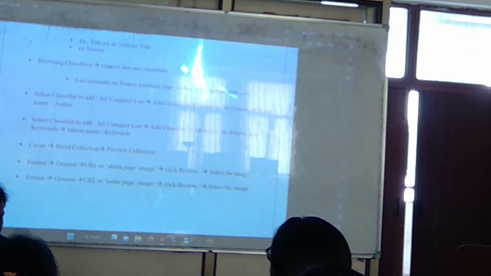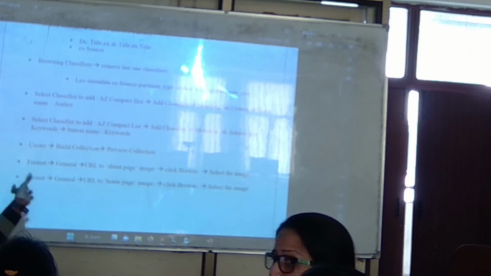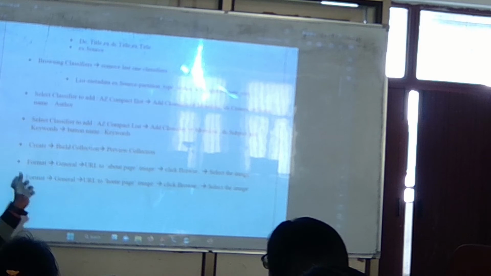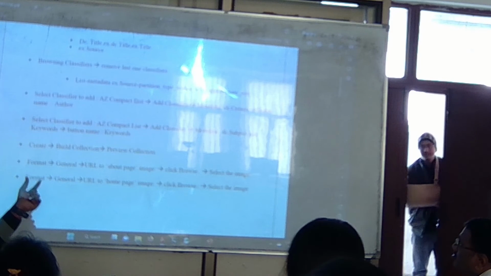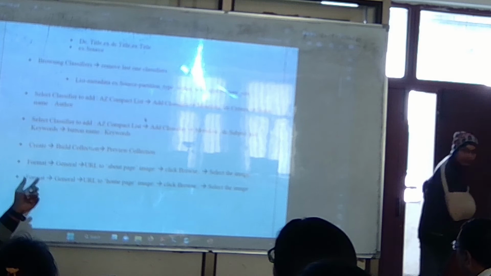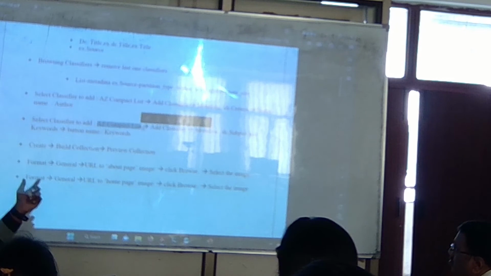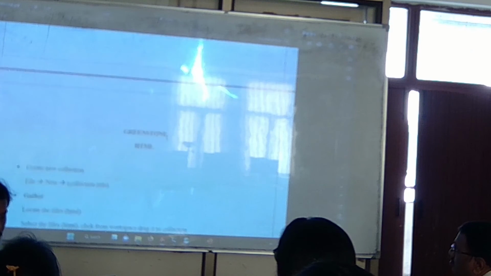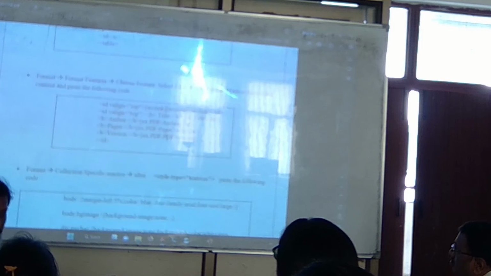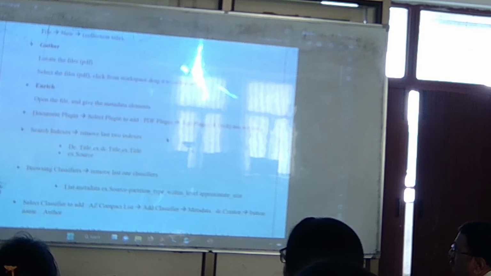So these things we have done. AZ compact list we did today, to display the author's name and the keywords in full form. Before, we had a list where we had only the first letters of each alphabet, A, B, C. But we added the AZ compact list classifier, and in that we have explored how to give the full names of the author and the keywords. This is the collection, and this I think is not required. This file also I will share in the group. You can just explore this.